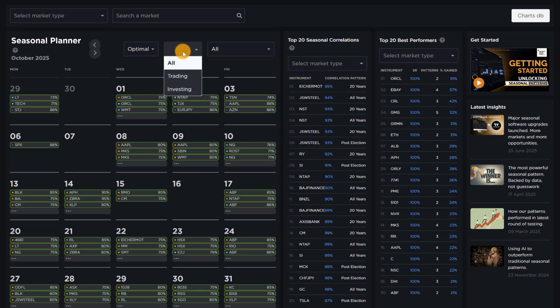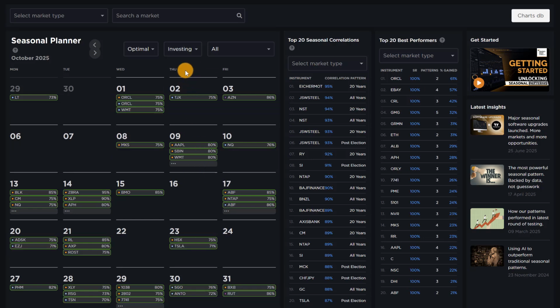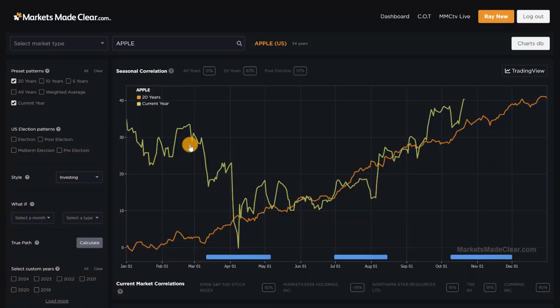There is the ability to stretch that out by looking at investing patterns. And if we go back, we have another Apple one here, and we'll see investing patterns are longer, more medium term. They will range from 18 days to 45 days. And you will see, again, there's a lot of synergy around this date.